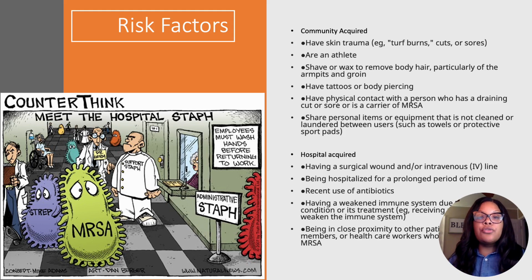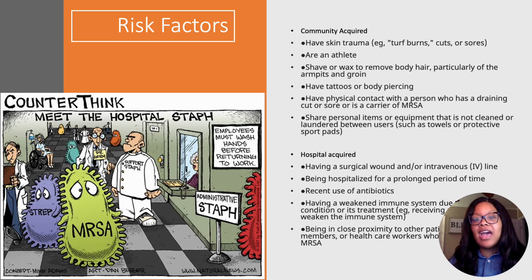All right, so what are some risk factors? First we're going to talk about the community. So what puts patients at risk to get MRSA if they're in the community? If they have any type of skin trauma, any cuts, sores. So how does the MRSA bacteria actually get in, right? Because it can live on our skin, but how does it get inside of our skin? When we have a break in skin, so when we have impaired skin integrity, that bacteria then can come on in.